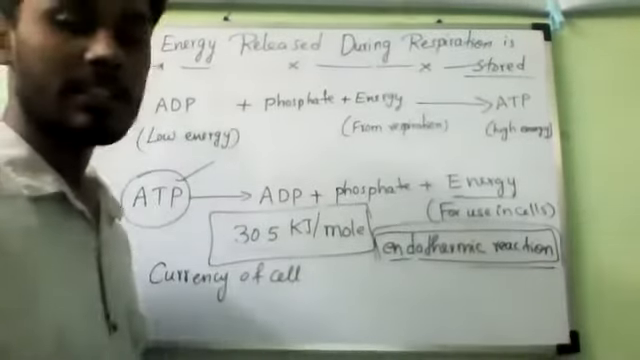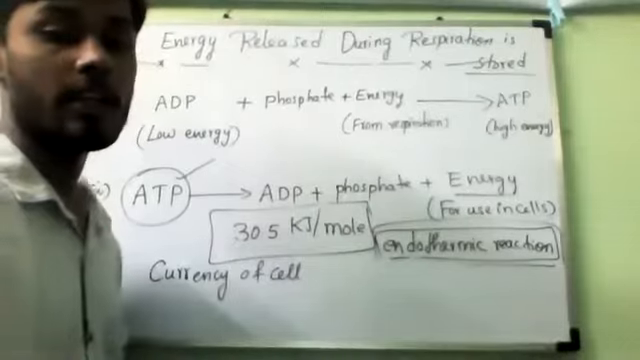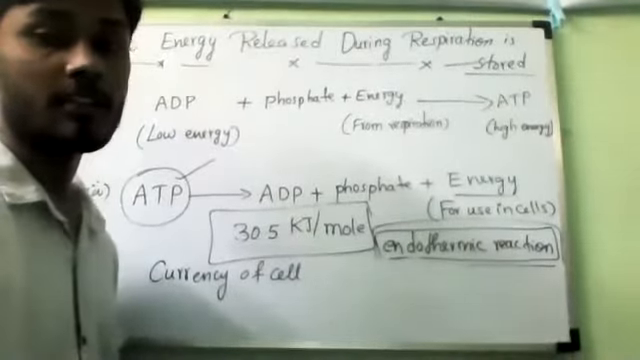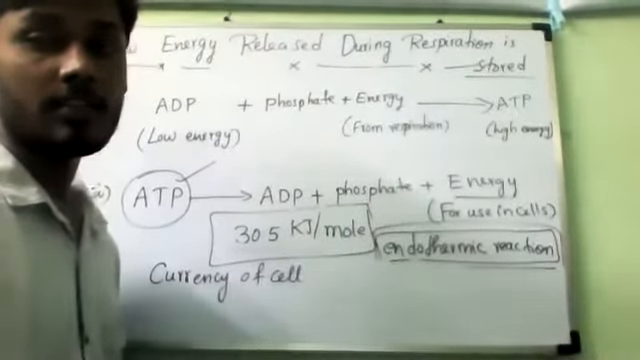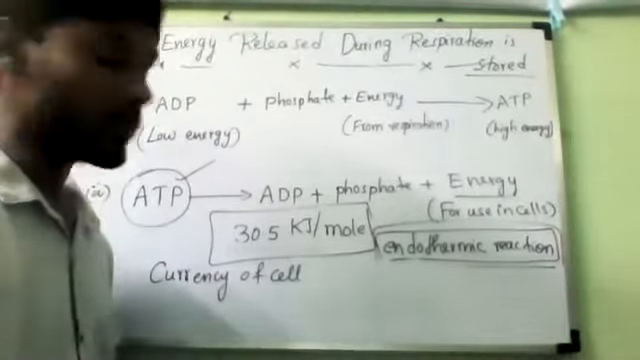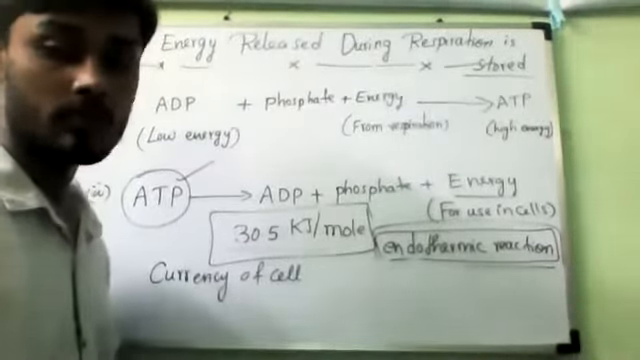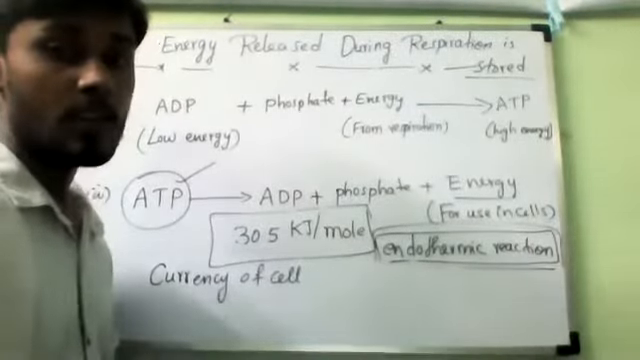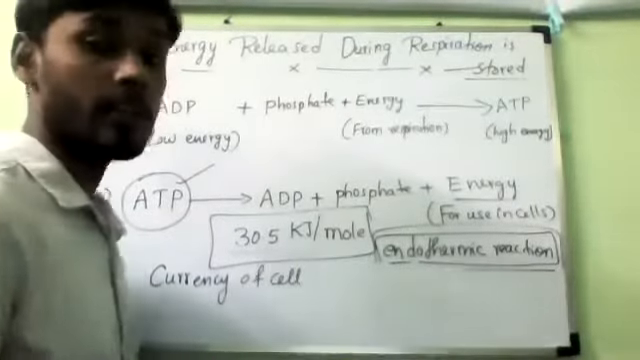ATP is known as the currency of the cell because it is useful for all the kinds of respiration reactions, all the kinds of endothermic reactions carried out inside the cells. So that is the reason why we call it the currency of the cell. Please note it down, all of you. Currency of the cell. This is how energy is released during respiration.